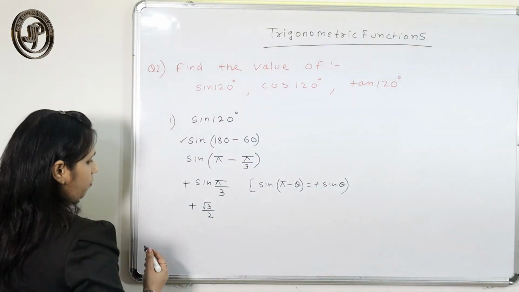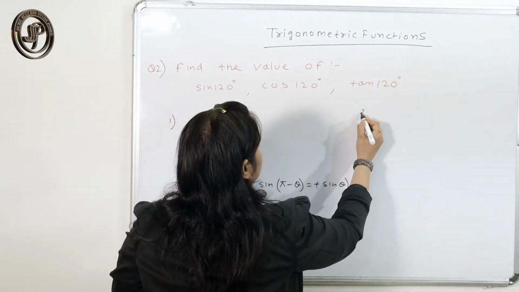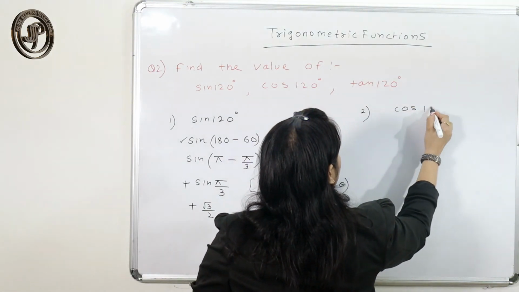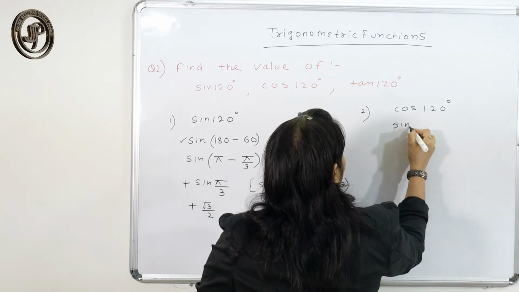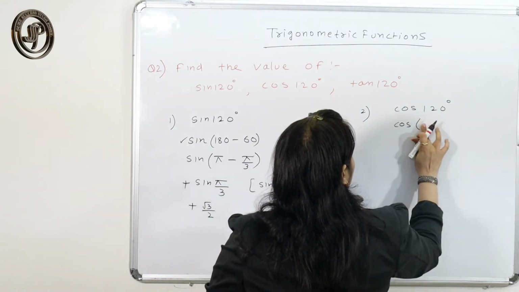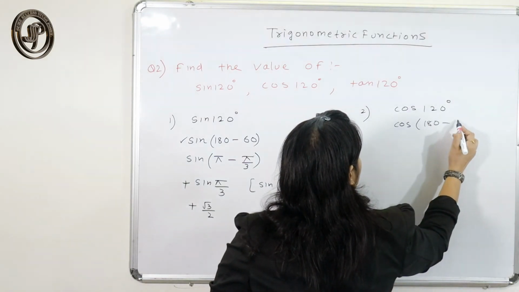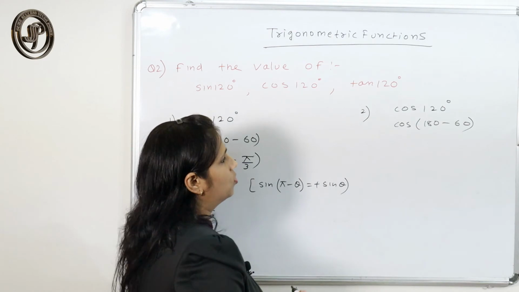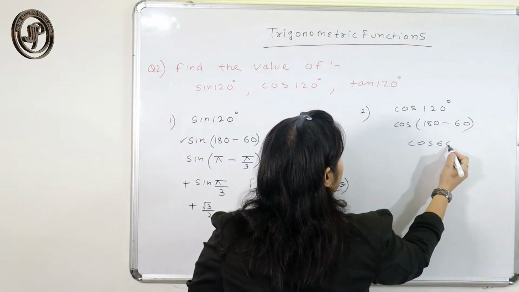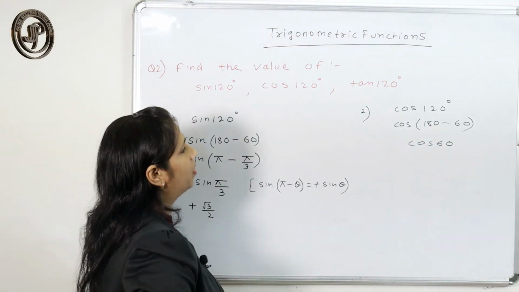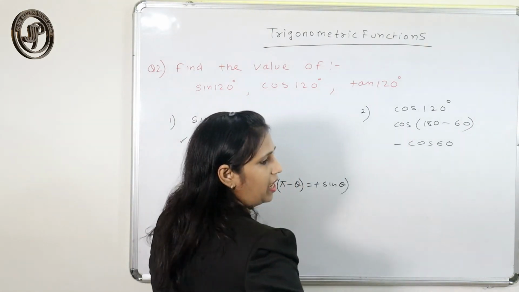Same way, if you need to calculate the value of cos 120 degree, you can do the same. You can write this as cos 180 minus 60, and in cos 180 the change does not occur, that will remain cos 60. 180 minus 60 means second quadrant, and in the second quadrant cos is negative, so you have to put the negative sign.